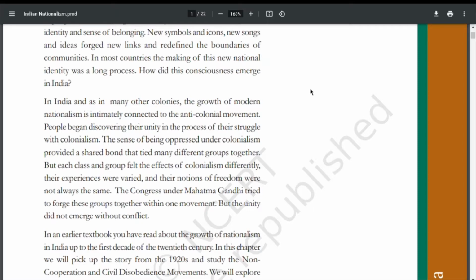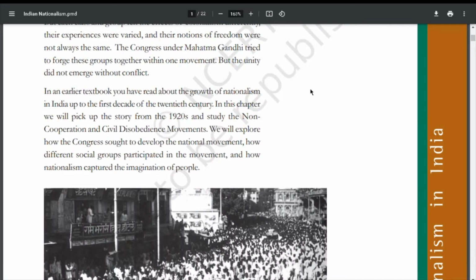But each class and group felt the effects of colonialism differently. Their experiences were varied, and their notions of freedom were not always the same. The Congress under Mahatma Gandhi tried to forge these groups together within one movement, but the unity did not emerge without conflict.